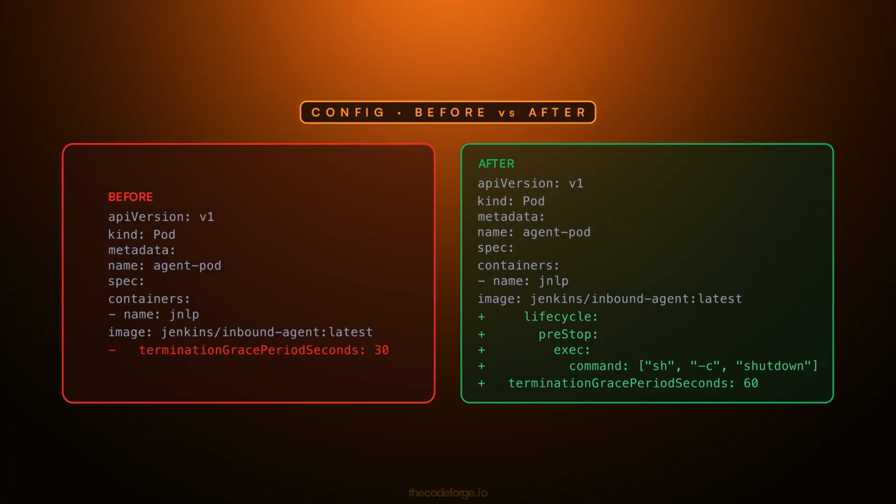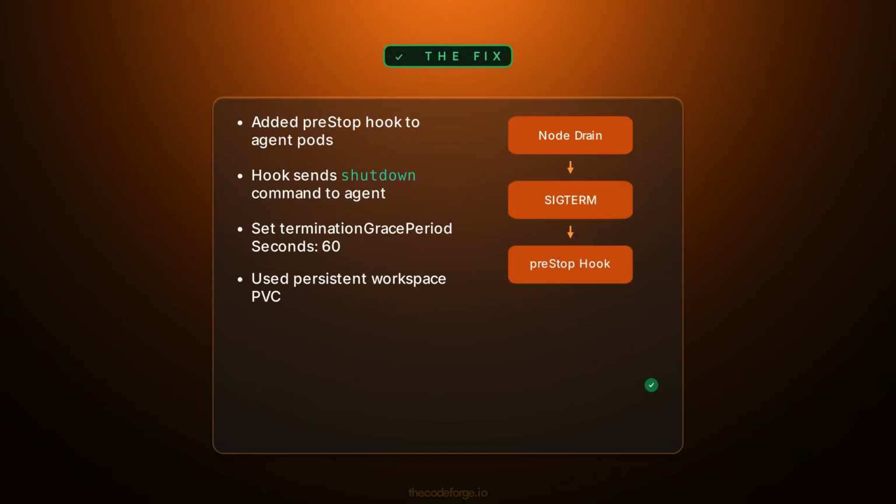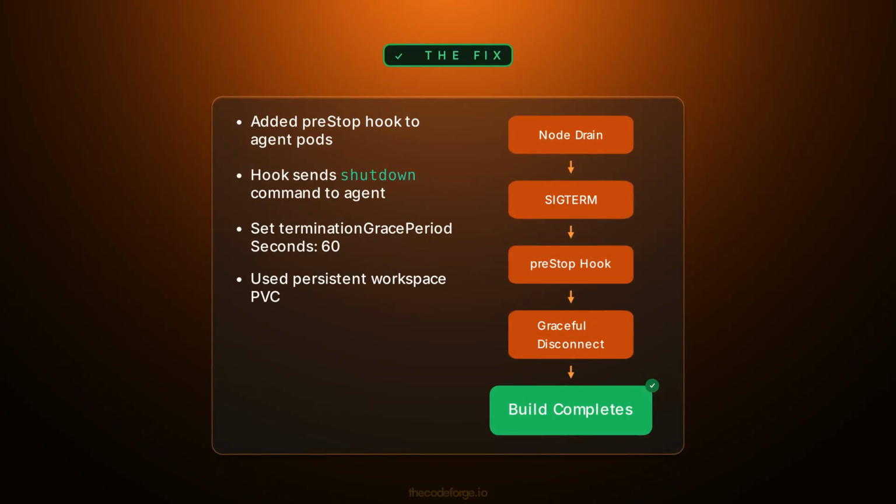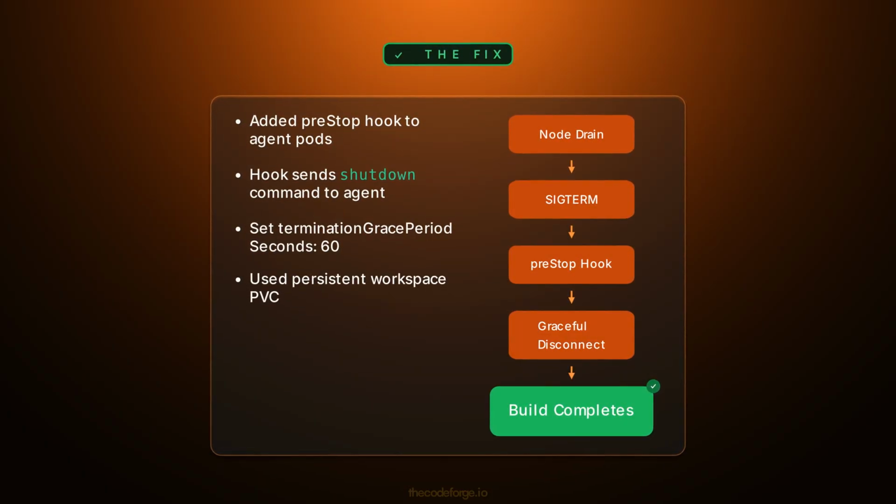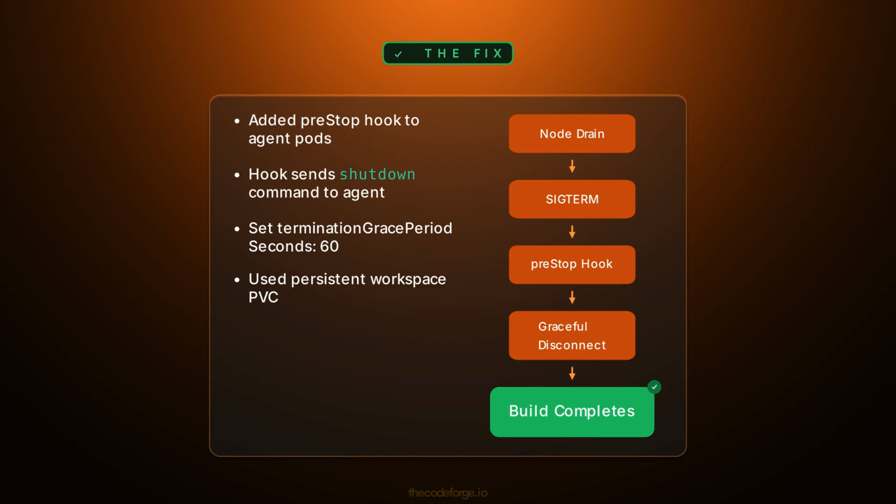Agent pods had no preStop hook, so during node drain they received SIGTERM and were killed immediately, causing builds to fail with connection refused errors. The fix was to add a preStop lifecycle hook to agent pods that sends a shutdown command to the Jenkins agent process with a 30-second timeout. We also configured the Kubernetes plugin to use a persistent workspace volume so that even if the pod is killed, the workspace data survives. This resolved the incident and prevents recurrence.